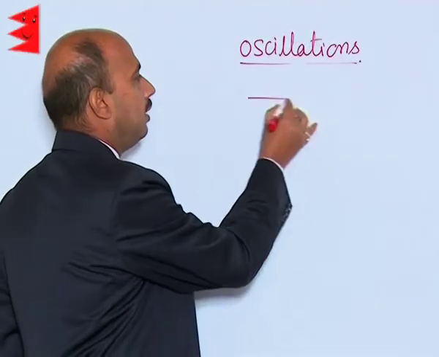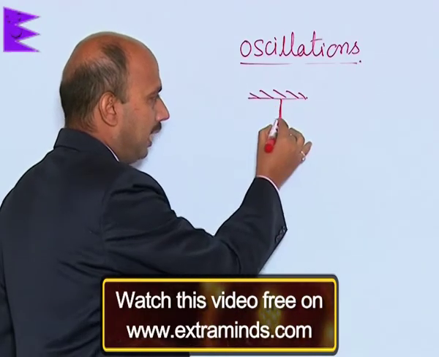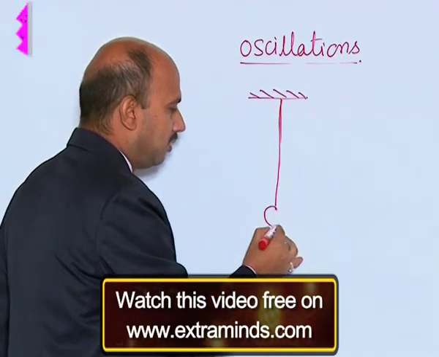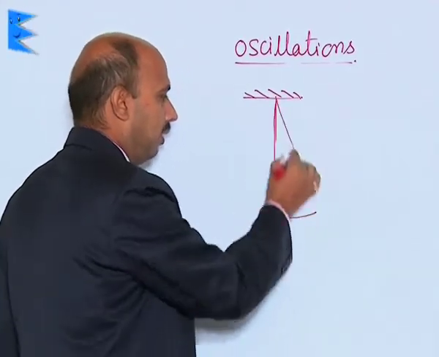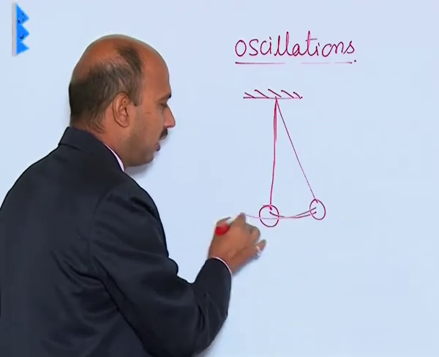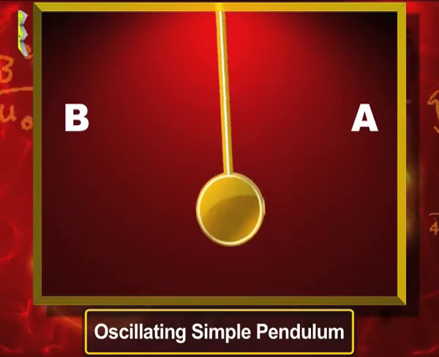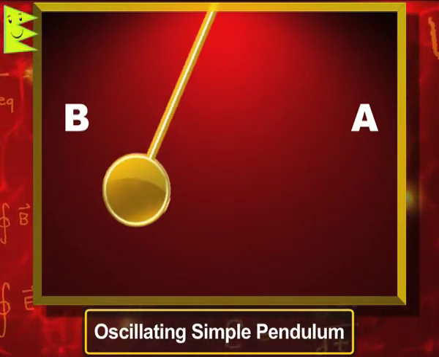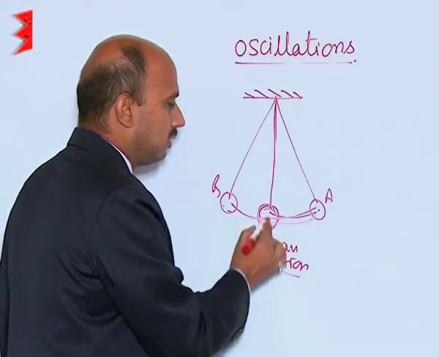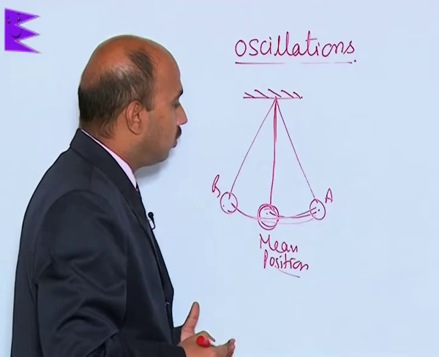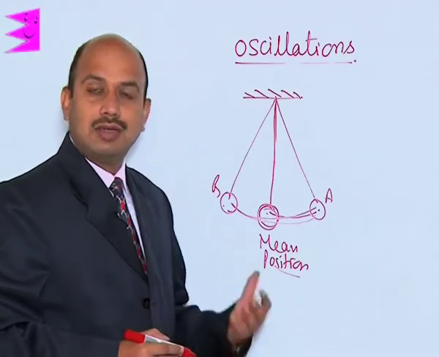Suppose you have taken here, this is the suspension point and a pendulum is here, this is the length of the thread and there is a bob, a metallic bob. As it is taken to this side and released, it starts oscillating like this between two fixed points A and B, and this is called the mean position. Mean position or equilibrium position also we call it. So, this to and fro motion or back and forth motion is known as oscillatory or vibratory motion.